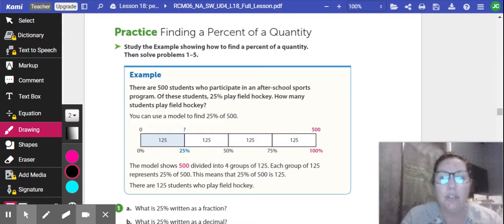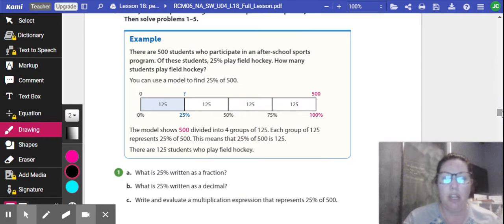Hey guys, so today we're working on page 407 and 408 on finding a percent of a quantity. So let's go ahead and dive into this example here on page 407. There are 500 students who participate in an after-school sports program. Of these students, 25% play field hockey. How many students play field hockey?